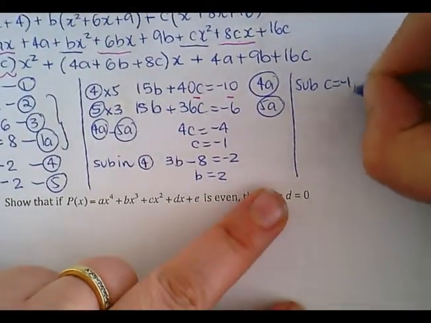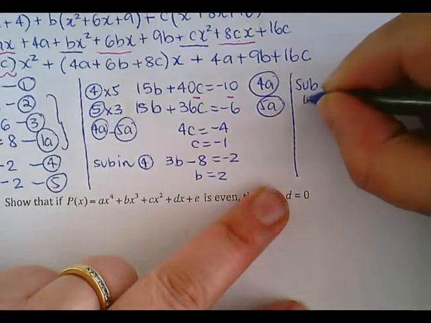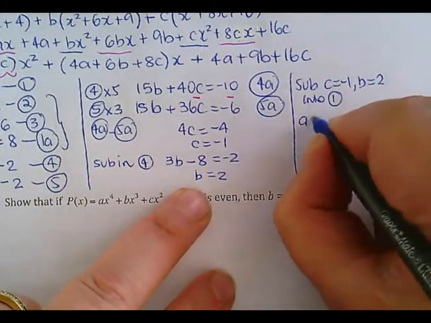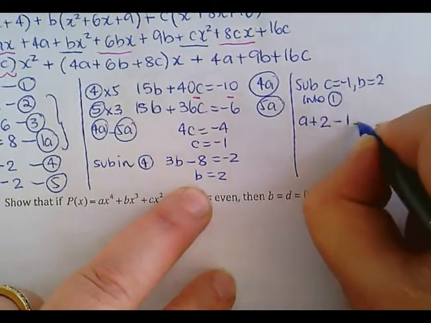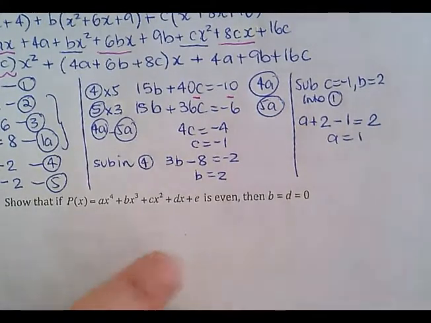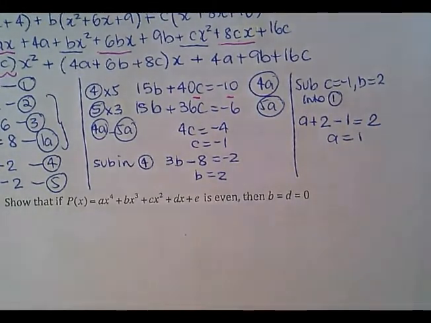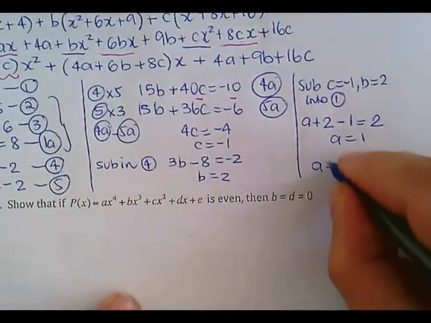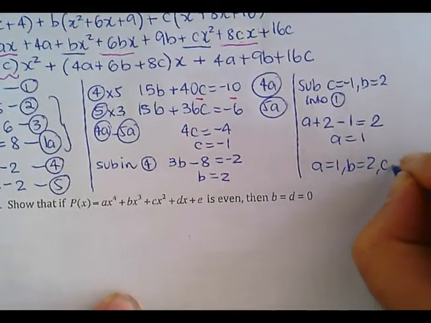So substitute c is negative 1 and b is 2 into equation 1. So we've got a plus 2 minus 1 equals 2. And so a is plus 1, isn't it? No, it's not. Yes, it is. A is 1. So there you go. Find the values of a, b, and c. So a is 1, b is 2, c is negative 1.